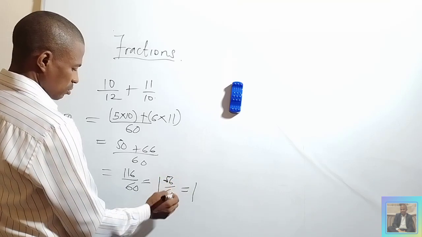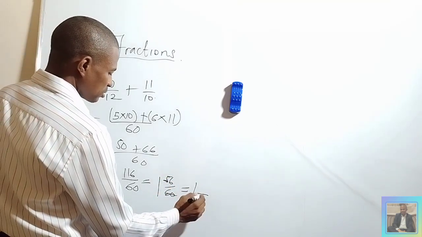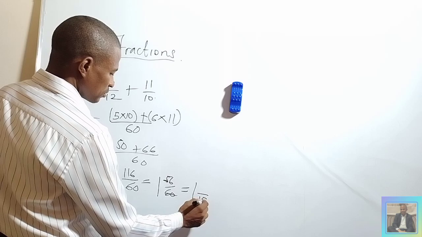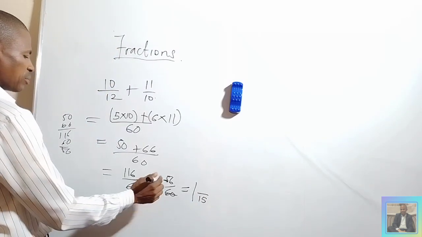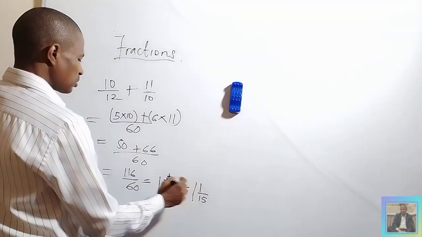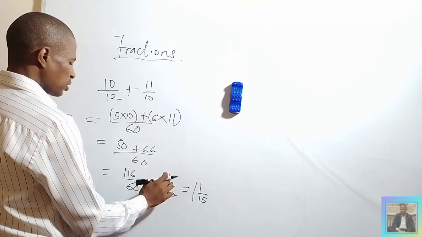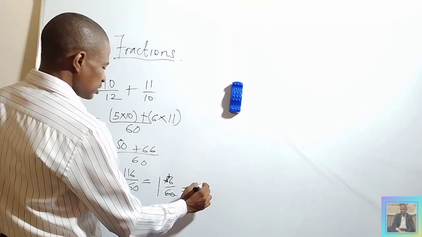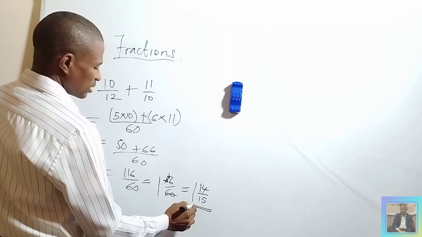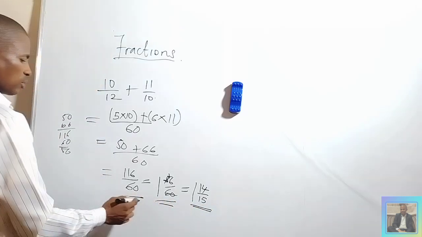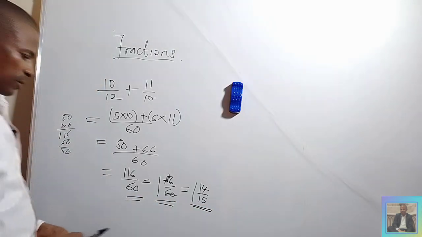Let's look at 4. How many 4 is in 60? That will be 15. How many 4 is in 56? 4 in 5 is 1, remainder 1. 4 in 16, 4. So we can leave our answer this way, or this way.